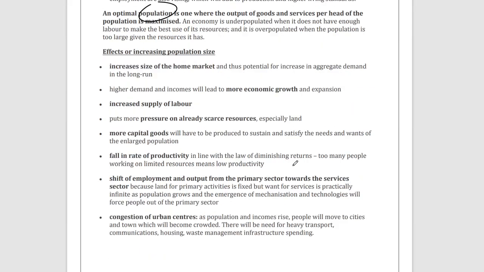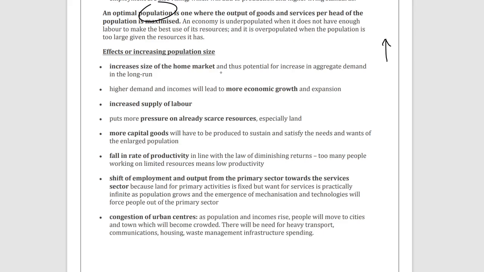And what are the effects of an increase in the population size? Let's see. How can the population size increase, decrease, stuff like that? What are the effects of an increase? So if your country is increasing in population day by day, what are the effects? Is it good? Is it bad?